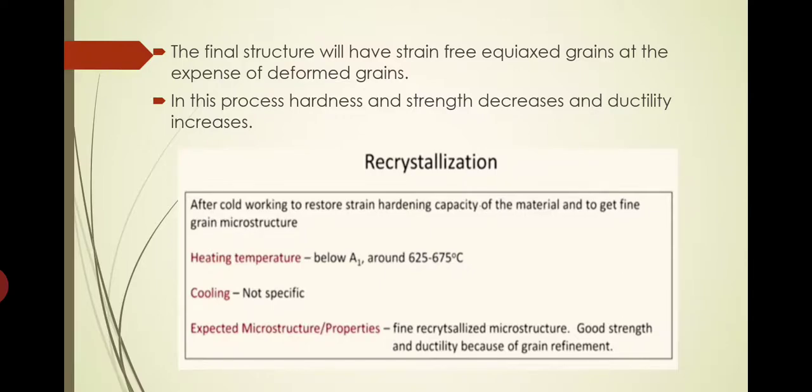The final structure will have strain-free equiaxed grains at the expense of deformed grains. So once we are performing some mechanical process like drawing, extrusion, etc.